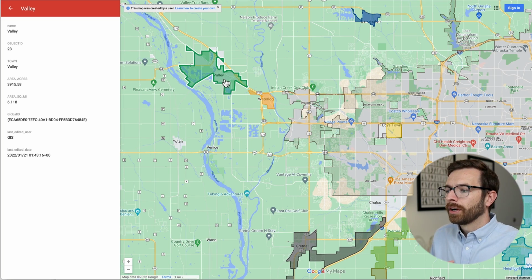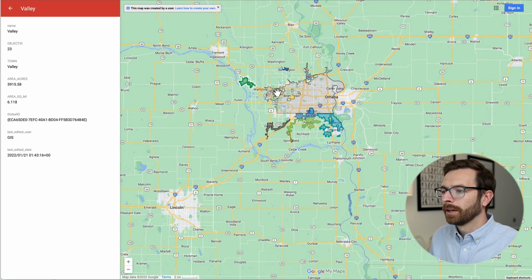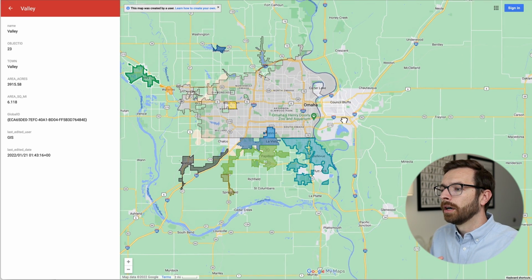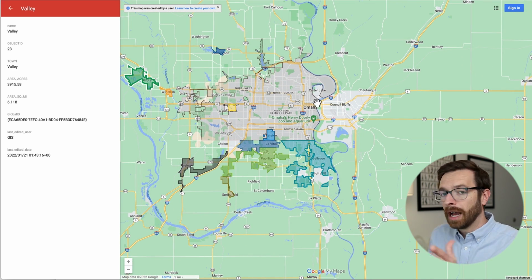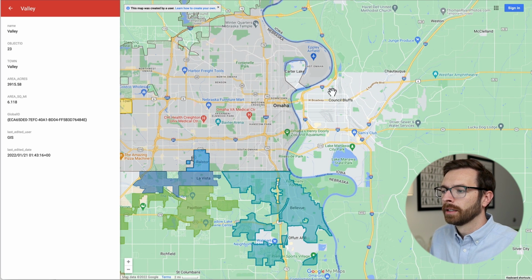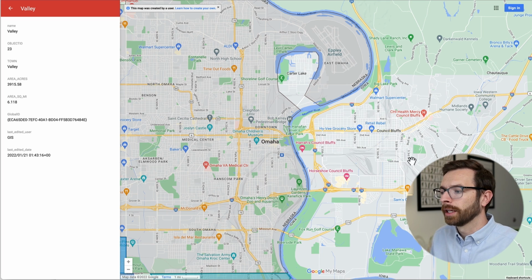So like I said, there are other communities in the area. You've got Blair up to the north here. You've got Fremont. You've got Plattsmouth down here. And then on the eastern side, in Iowa, east of Omaha is Council Bluffs. So that's going to be the main city in Iowa. You've also got Carter Lake, which I mentioned when I was talking about the Missouri River. And that's really just this area here. That's Carter Lake. Council Bluffs is all this area right here.